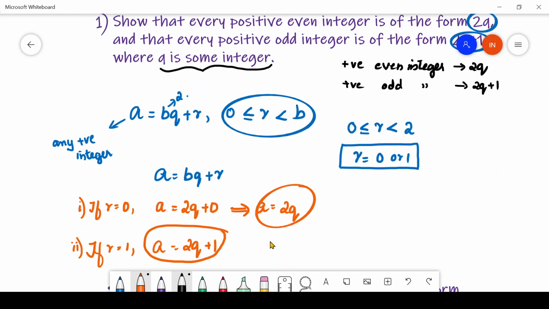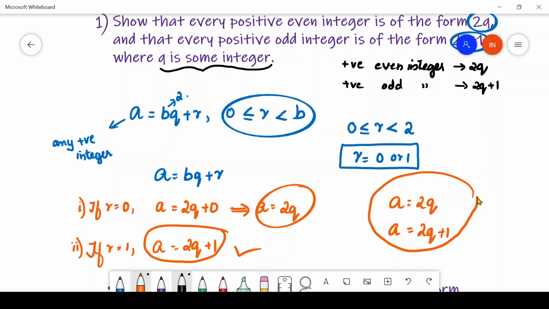So what can we conclude? Yes, any positive odd integer is of the form 2q plus 1, and a positive integer can either be even or odd. So we got A is equal to 2q and A is equal to 2q plus 1. We have proved. Is it clear? Yes. So let's move on to the next question.